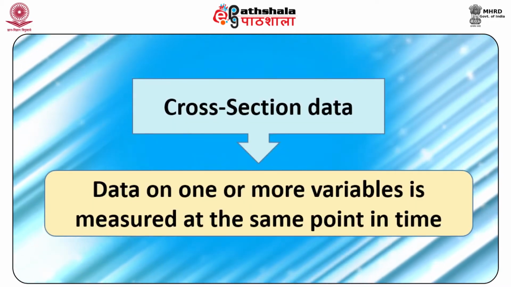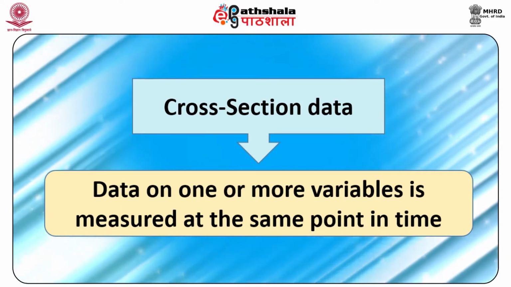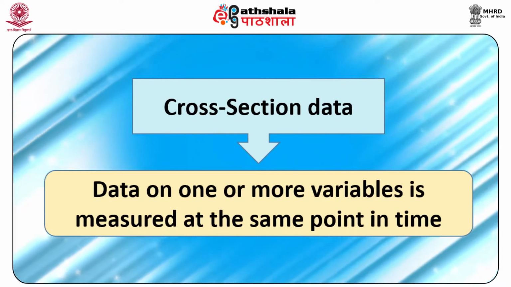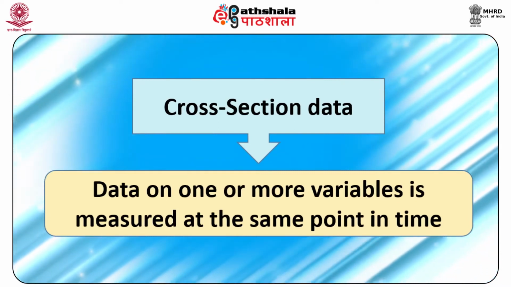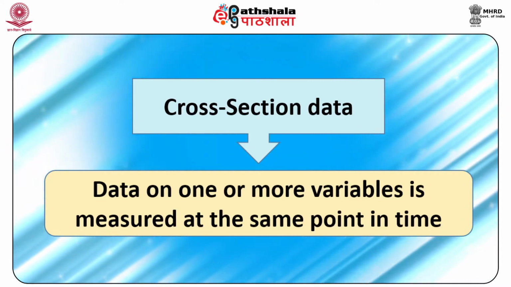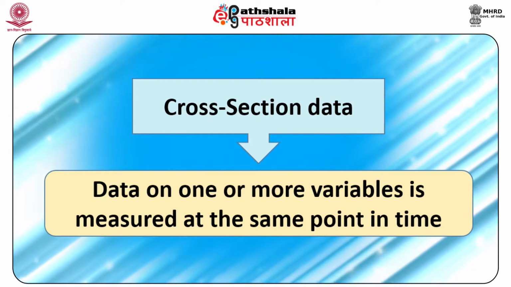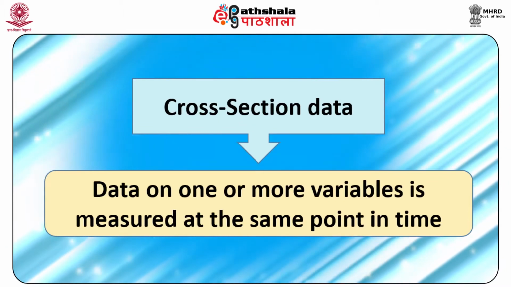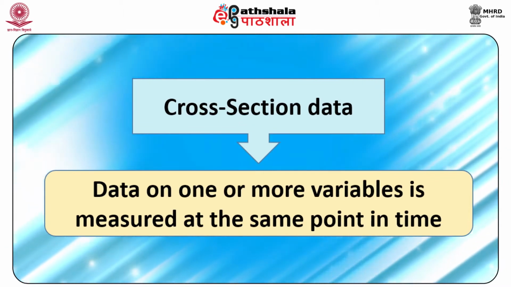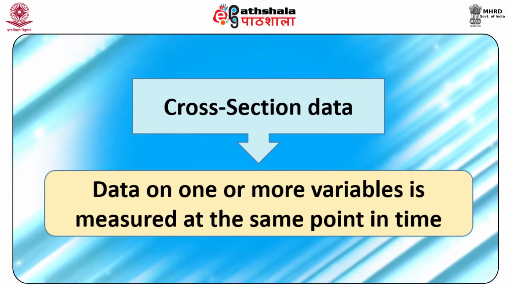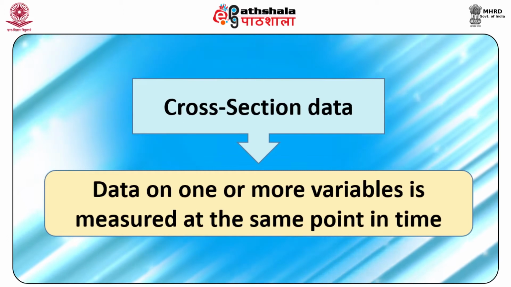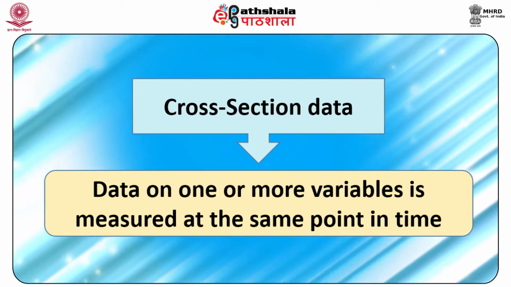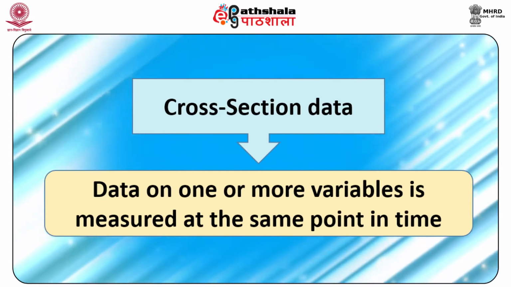Let us now try to understand the cross-section data. In cross-section data, we measure the data on one or more variables at the same point in time for different people or different sections. Examples are census of population after every 10 years, consumer expenditure survey, etc. The problem with cross-sectional data relates to the issue of heterogeneity. So, when we include heterogeneous units in a statistical analysis, the size and scale effect needs to be taken into account. So, cross-section data is basically data at a point of time across sections.